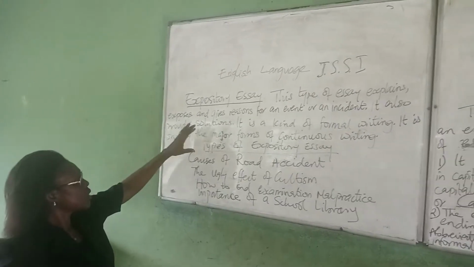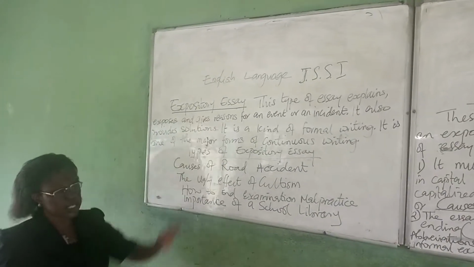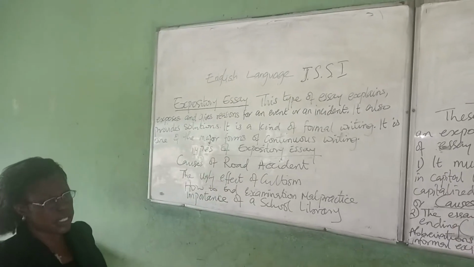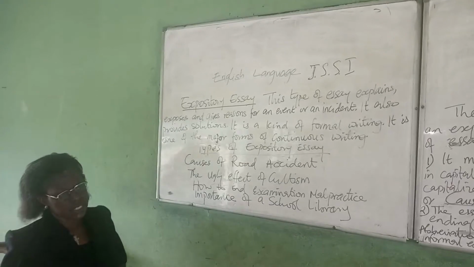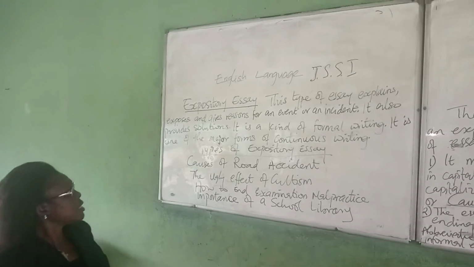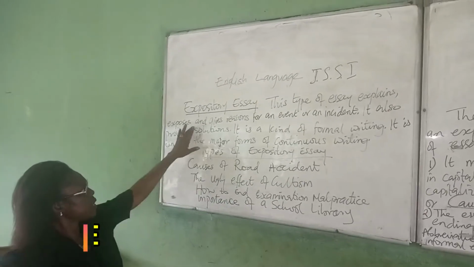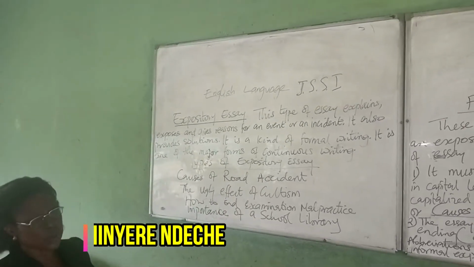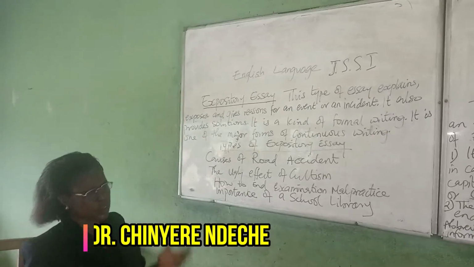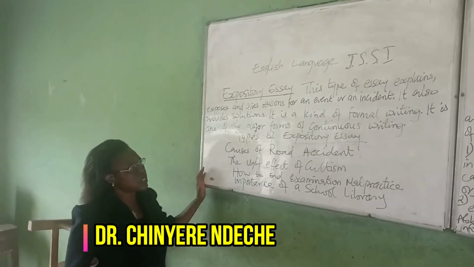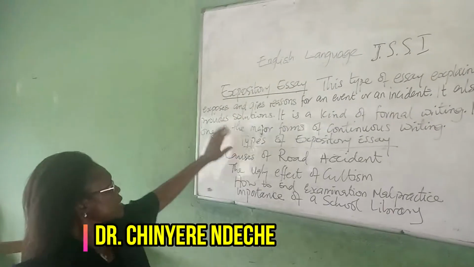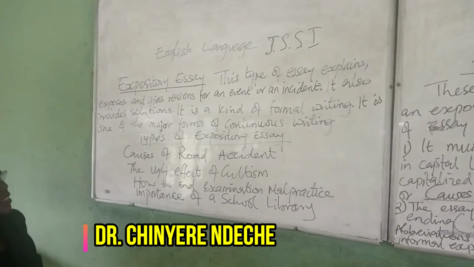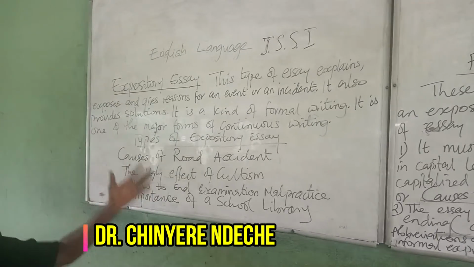Essay on expository essay. If you go back to your notes, first term we did narrative, second term we did descriptive. Today we are discussing expository. Expository is from the word expose, that is to bring to the open. So that is why we say that it is an essay that explains, exposes or gives reasons for an event or an incident. It is one of the major forms of essay writing.